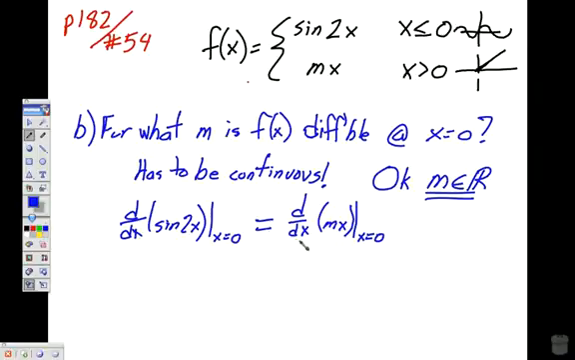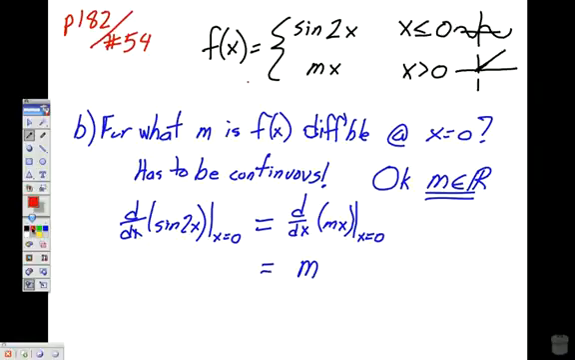Okay, so let's do the easy one first. The derivative of some constant m times x is just m times the derivative of x. The derivative of x is 1, so it's m. Plug x equals 0 into that. Well, there's no x's, so it's still m.